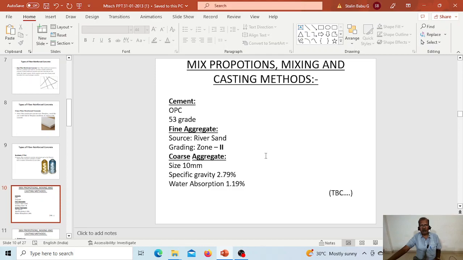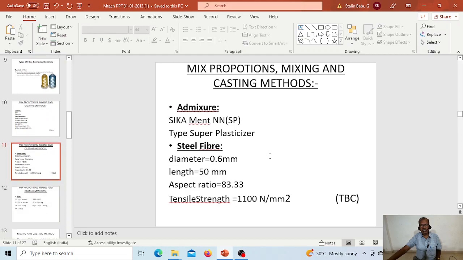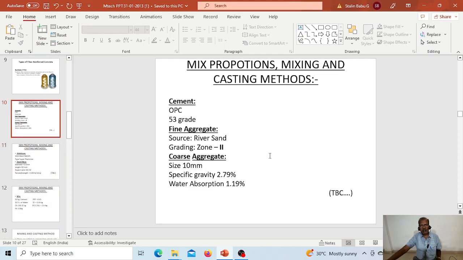Cement is OPC, ordinary Portland cement, 53 grade. Fine aggregate is river sand, zone 2 as per area. Coarse aggregate size is 10 mm usually when we are using fibers. When the size is increased, the mortar is reduced. When the mortar is reduced, the strength will decrease. That's why we are using 10 mm size of aggregate.